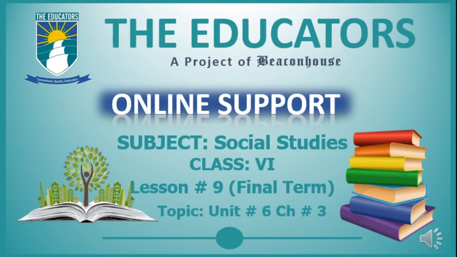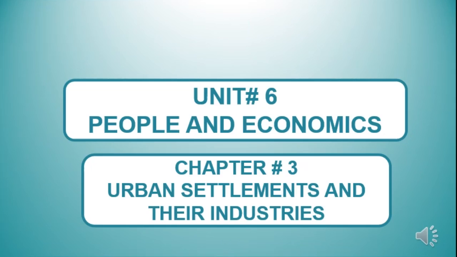Today is going to be your ninth lesson, and in this lesson we will start a new chapter which is urban settlements and their industries. So let's begin. The unit we will be discussing today is unit number 6, People and Economics, and the chapter is urban settlements and their industries.